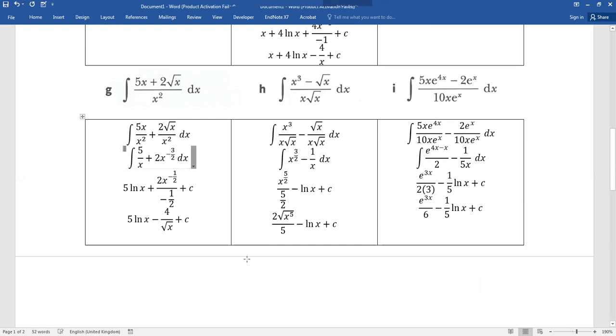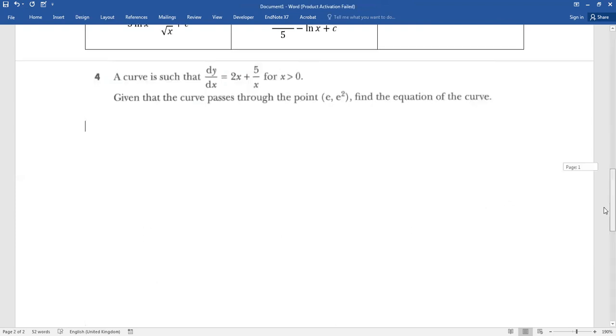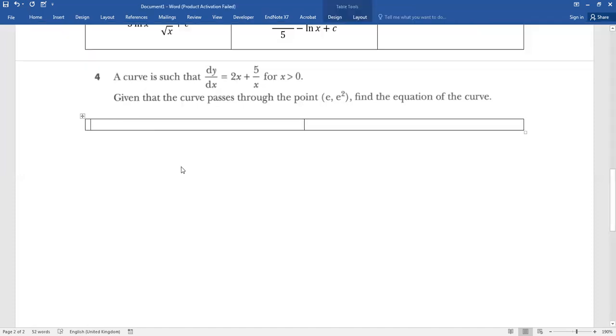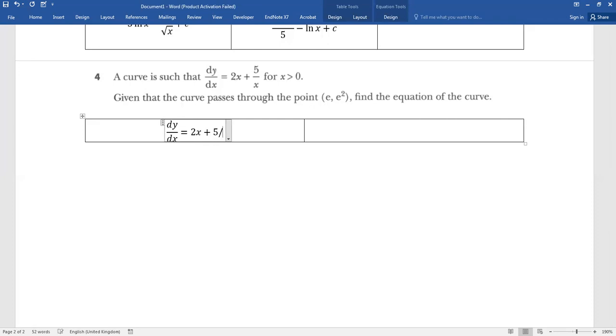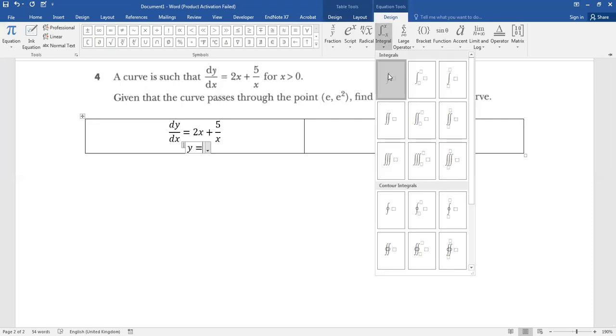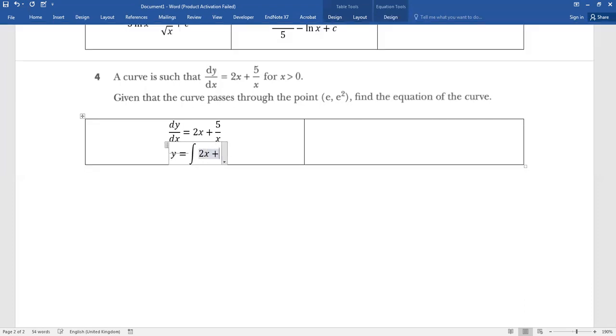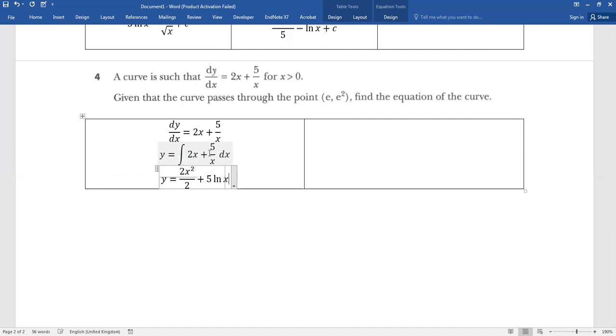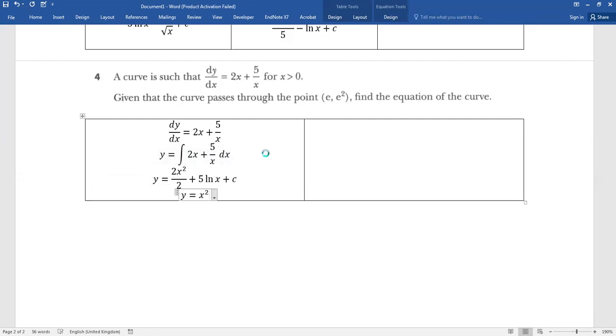Using the derivatives to find the equation of the curve. We try to attempt those. Again, the pattern is the same. How do I get the equation of the curve once the derivative is provided? I'll have to integrate it to get the equation of the curve, right? So the integral of this will be 2x squared. This will be 5 ln x plus c. Just write it as x squared plus 5 ln x plus c.